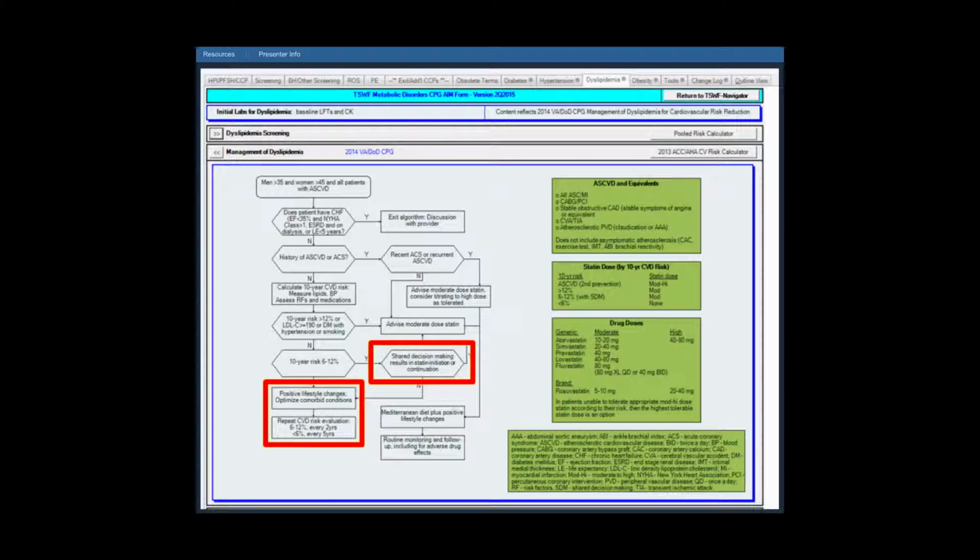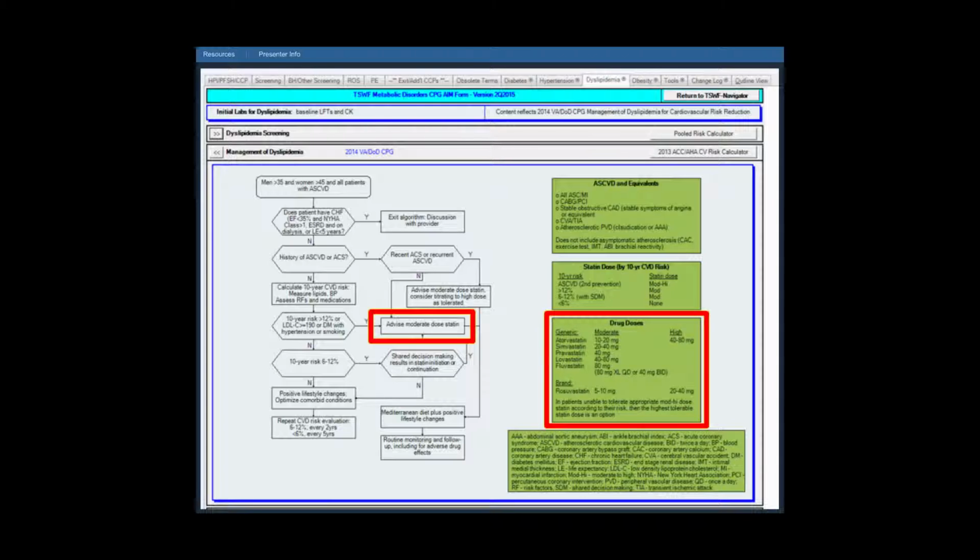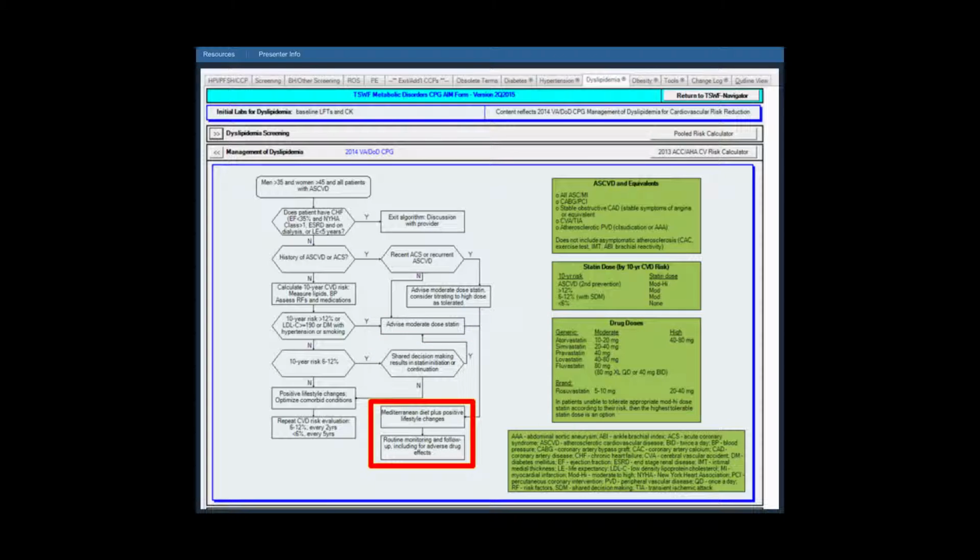But in our case, the patient does want to start therapy. Following along, we advise a moderate dose statin. They've defined what that means in the box here. For all these patients, we then recommend a Mediterranean diet and positive lifestyle changes, and then routine monitoring and follow-up.